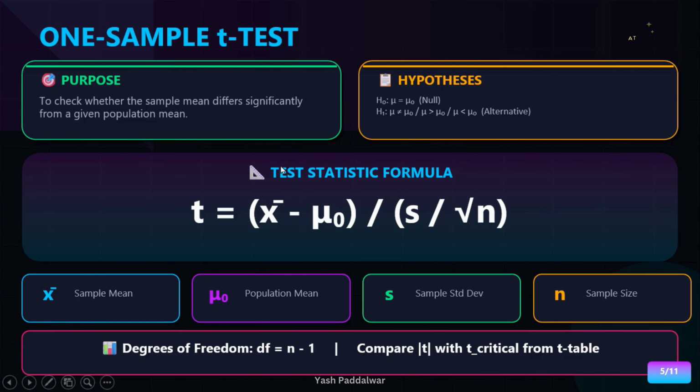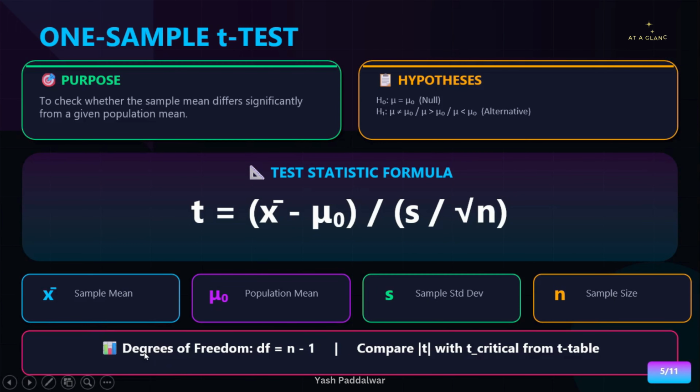So the test statistic formula for one sample t test is as follows. t = (x̄ − μ0) / (s / √n), where x̄ is the sample mean, μ0 is the population mean, and s is the sample's standard deviation. Note this carefully. Your t-test doesn't require population standard deviation. It requires your sample standard deviation, s, and √n, where n is the sample's size, or the number of data points in the sample.